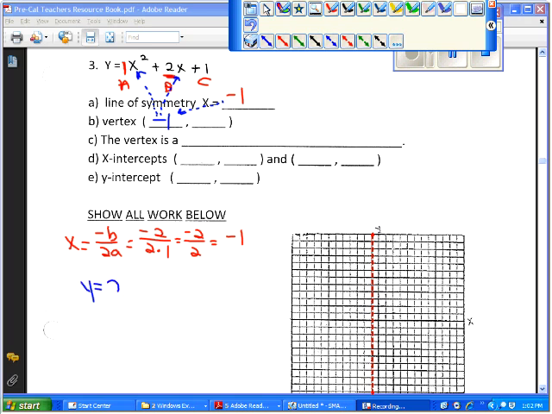So we'd have y equal x, which is negative 1 quantity squared, plus 2 times the x of negative 1 plus 1. We are plugging the negative 1 in place of x, both places it appears in that equation, and we're going to solve for the y. So we'll have y is equal to 1 minus 2 plus 1, which is going to be equal to 0. So the vertex is at negative 1, 0.